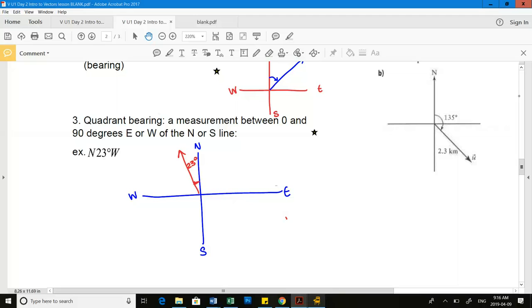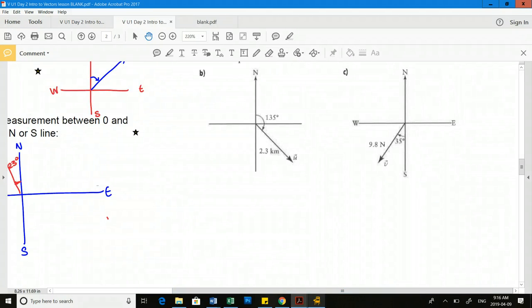Okay, questions so far? Okay, so true bearing, we're measuring from the north line, always clockwise. Quadrant bearing, we're measuring usually from the north and south line toward the west or toward the east. Okay, so let's see some examples here.